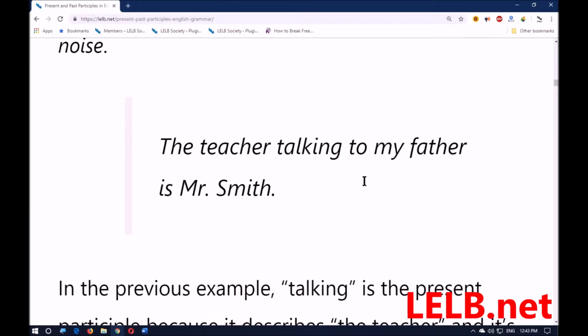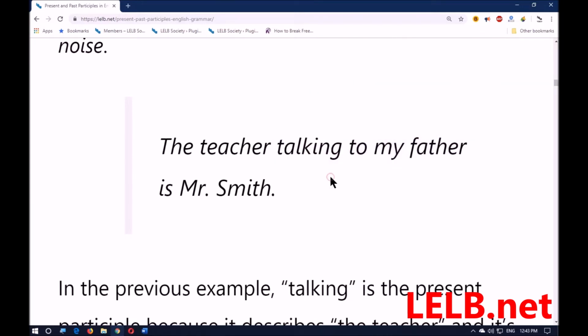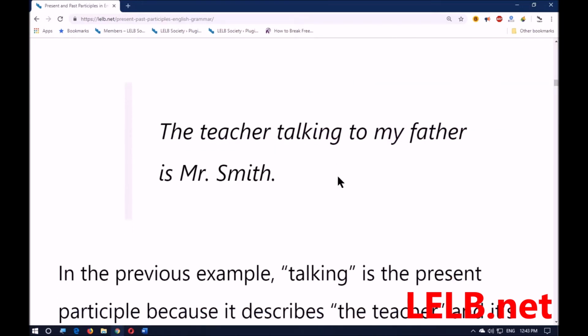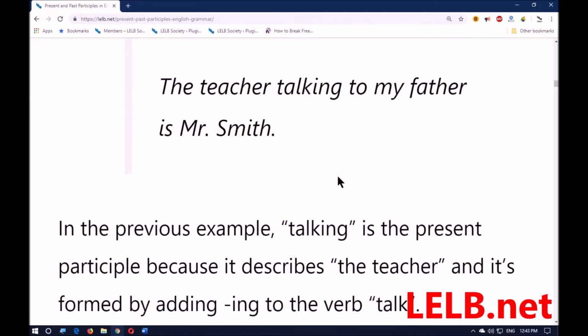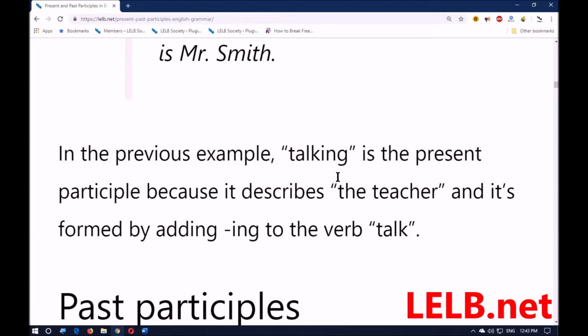Now pay attention to this one. The teacher talking to my father is Mr. Smith. Talking to my father, particularly talking, is the present participle here. In the previous example, talking is the present participle because it describes the teacher, and also it is formed by adding ing to the verb talk.